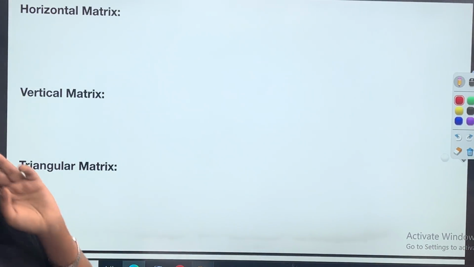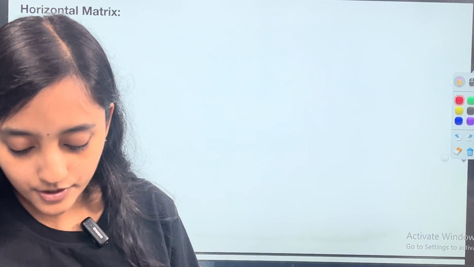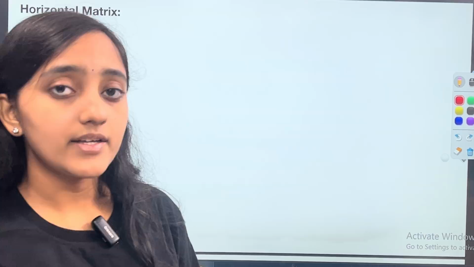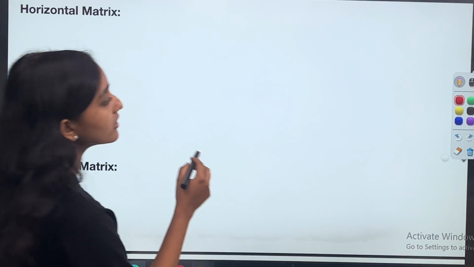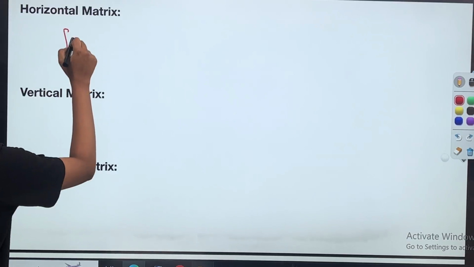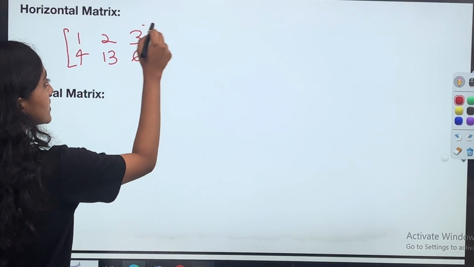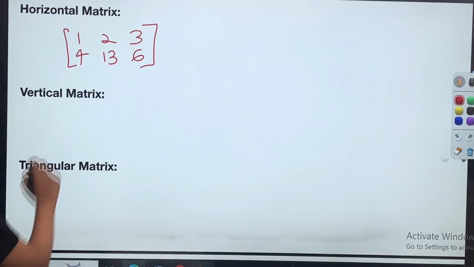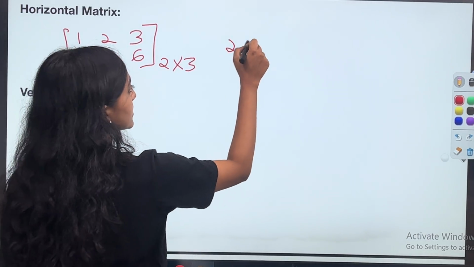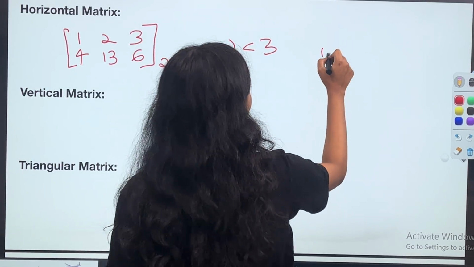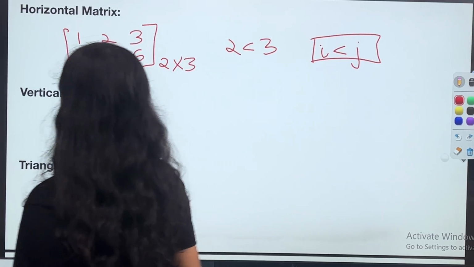A horizontal matrix, which is an M into N or an i into j matrix, is said to be a horizontal matrix if i is less than j. That means it is more in a horizontal manner. For example, this is my matrix, wherein the number of rows is 2 and the number of columns is 3. That means 2 is less than 3, which is basically i is less than j. This is known as a horizontal matrix.